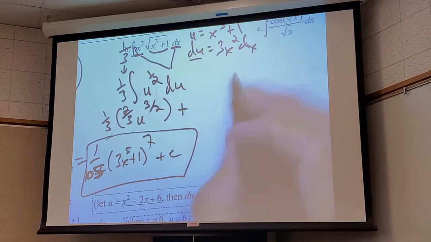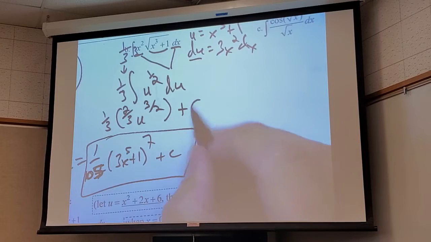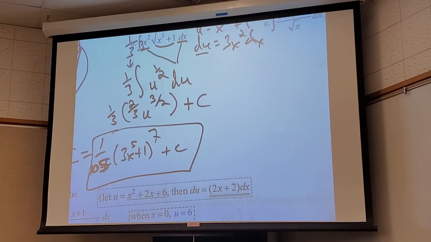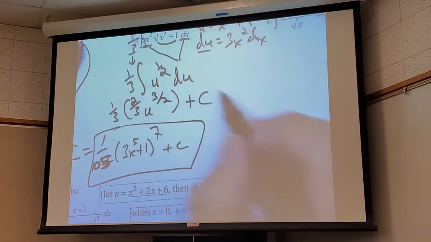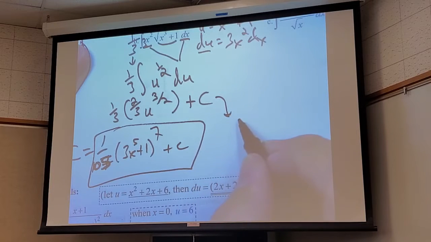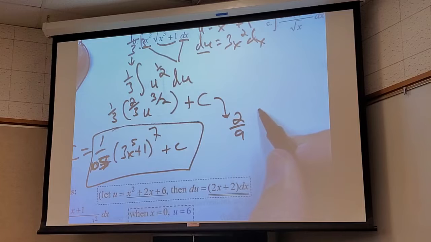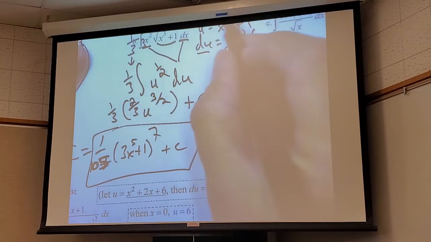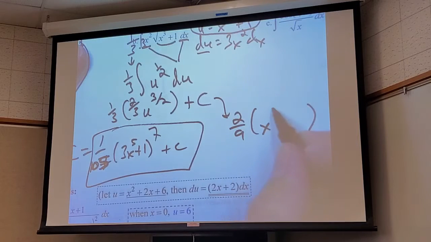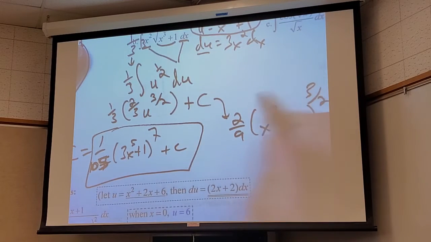Plus. See, I love it. All right. And now I can put these together. Jeff, you're not going to have any room, dude. I'm sorry. 2/3 times u, and what was u? x cubed plus 1, to the 3/2, plus c.